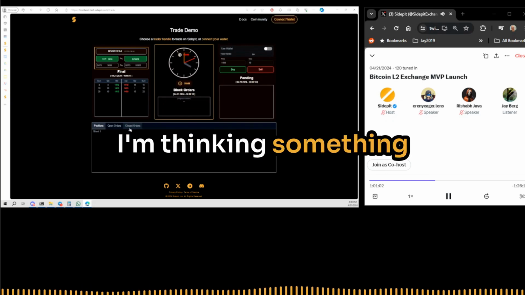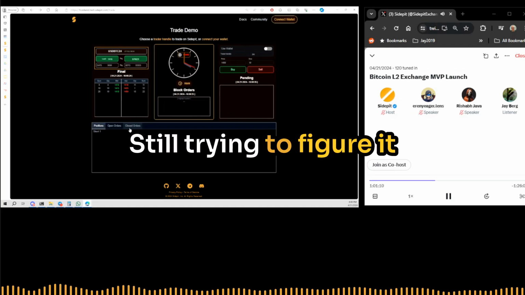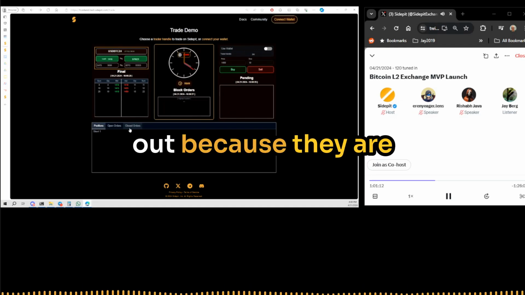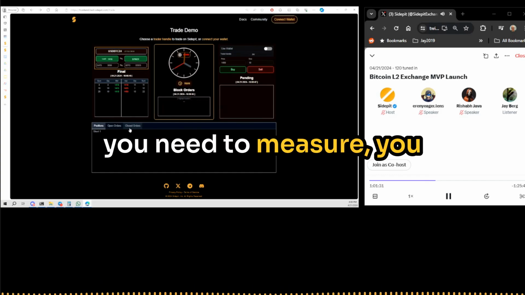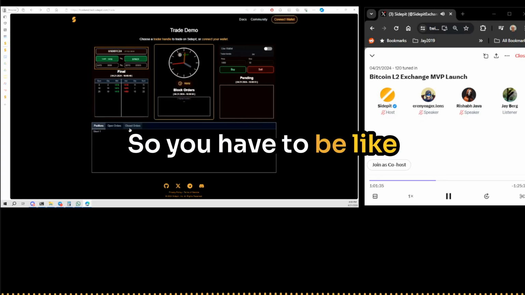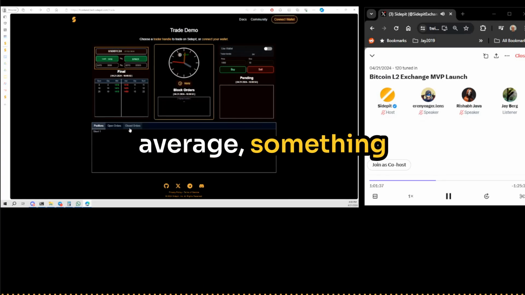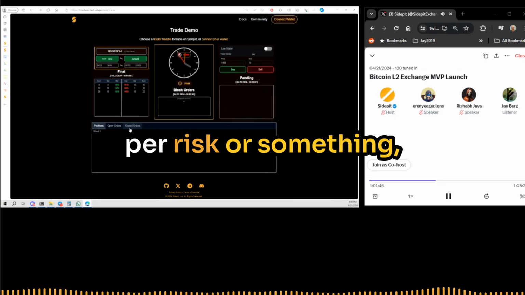I'm thinking something like a poker tournament with a top-heavy payout. Still trying to figure it out because they are gameable. But to make it for real money, you need a measure. You can't allow the guy with the most money to win. So you have to be like average risk, return per risk or something.